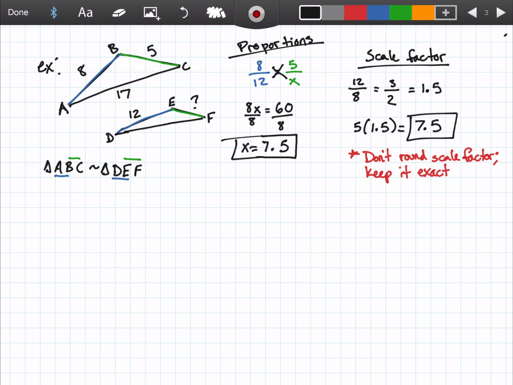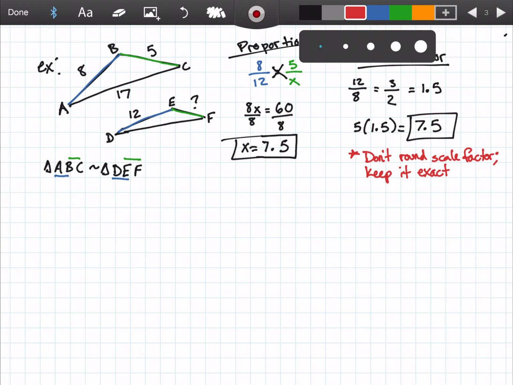The other way we could do it is we could find the scale factor, and so remember we find the scale factor through division, and so I just took 12 divided by 8, and we get 3/2 or 1.5. And now I'm going to multiply. If that's the scale factor, then I can multiply any side length by that scale factor to get the new image. So I could take 1.5 times 5, and I get that 7.5. Please don't round your scale factor. You have to keep it exact. So that could look like a fraction if needed.